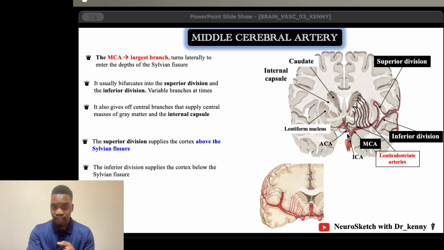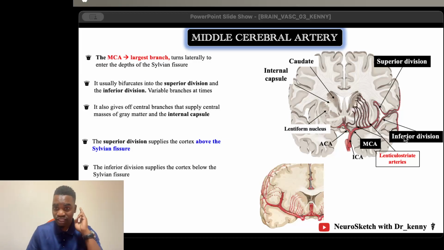After it branches off from the internal carotid artery, the middle cerebral artery goes within the Sylvian fissure, the lateral sulcus of Sylvian, whereby it gives two terminal branches within the Sylvian fissure, and that would be the superior division of the middle cerebral artery and the inferior division of the middle cerebral artery. The superior division will supply structures above the Sylvian fissure, and the inferior division will supply structures below the Sylvian fissure. So those are the two terminal branches of the middle cerebral artery.